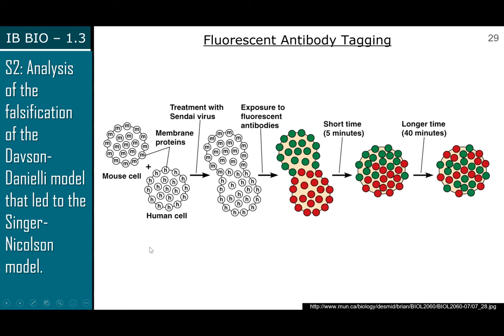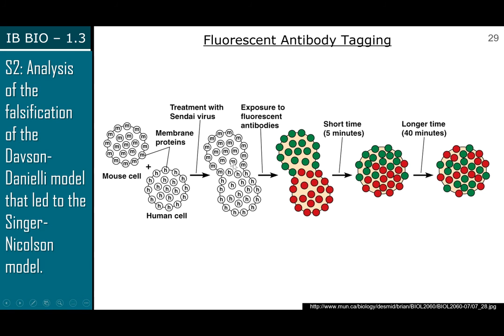We also did some experiments that tested the fluidity of membranes, and those experiments used fluorescent antibody tagging. So these are kind of cool. We had a mouse cell and a human cell, and you've got membrane proteins on both of the membranes, and we tagged the different types with different fluorescent markers so that the mouse membrane proteins would fluoresce green under ultraviolet light, and the human ones would fluoresce red under ultraviolet light.